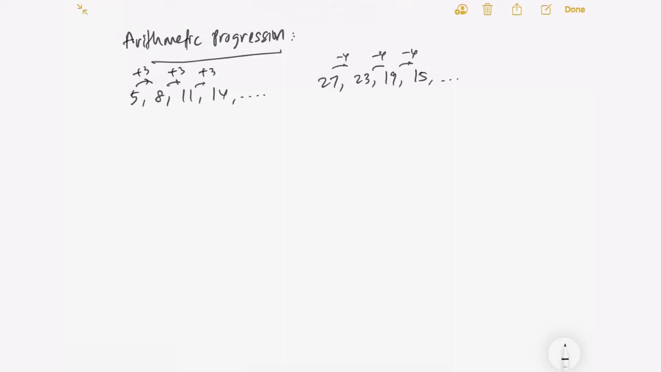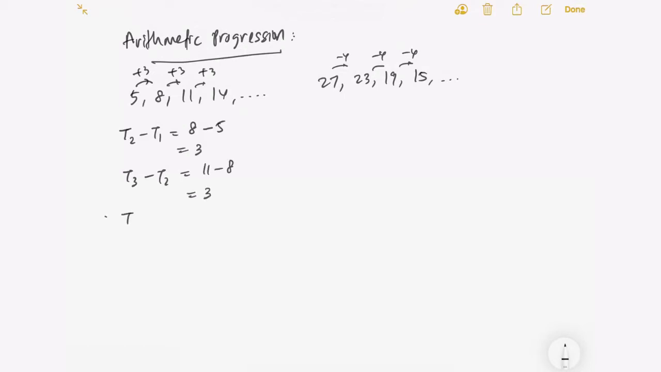Right. Now, generally to show that a particular number sequence is an arithmetic progression, what we can do is we find the difference between two consecutive terms. Now we say t2 minus t1. T2 means the second term. In this case, for this first example here is 8. You minus 5, the difference is 3. And then you take the third term, you minus the second term. In this case, 11 minus 8 is also 3.